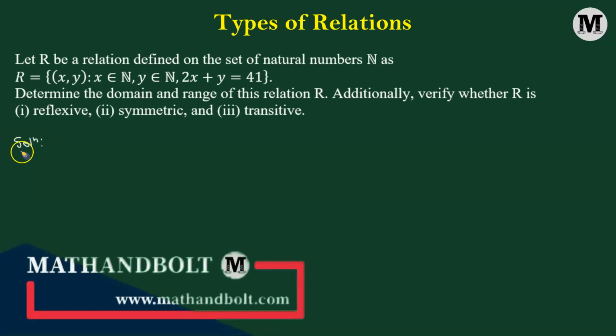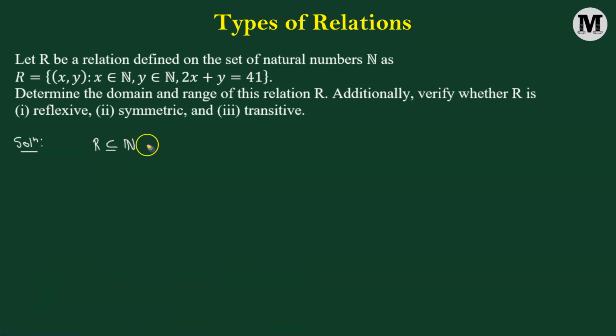So here we have a relation R which is defined on the set of natural numbers. And defined on the set of natural numbers simply means that R must be a subset of the Cartesian product of the set of natural numbers N with itself. And here R is defined as the set containing the ordered pairs (x, y) such that x and y are both natural numbers, and the relationship between x and y is such that we have 2x + y = 41. Now, taking the help of this equation 2x + y = 41, where x and y are natural numbers, we're going to form the set R consisting of the ordered pairs (x, y).